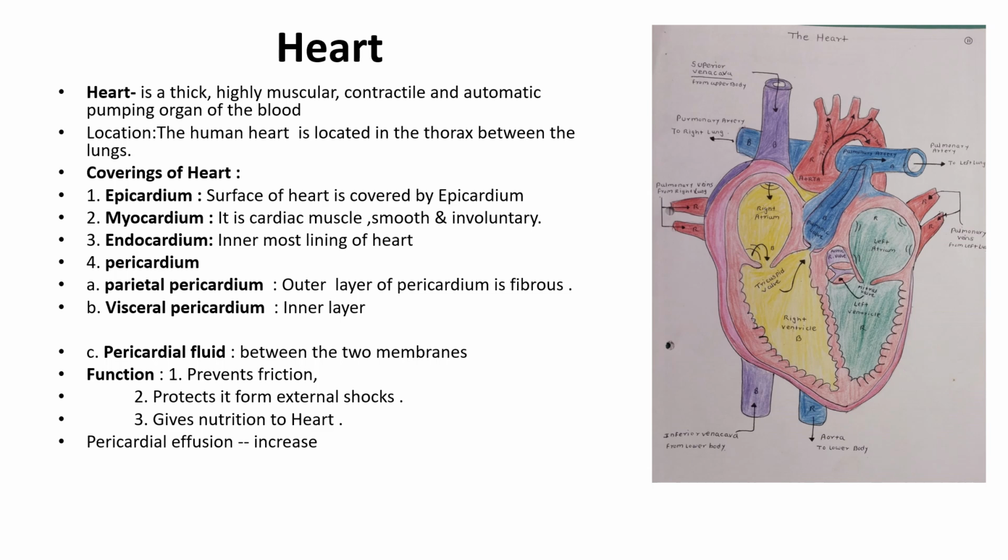The pericardium is of two parts: the parietal pericardium, the outer layer, which is fibrous in nature, and the visceral pericardium, the inner one. The space between these two, parietal and visceral, is called the pericardial space, and it contains a fluid called pericardial fluid. The functions of that fluid are to prevent friction, protect the heart from external shocks, and give nutrition to the heart. If in any disease the pericardial fluid is increased, it is called pericardial effusion.